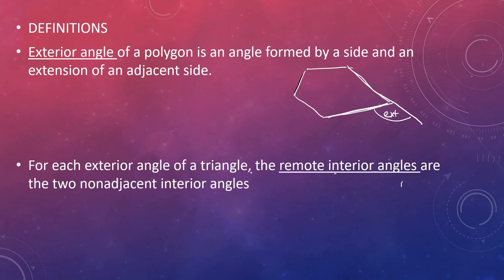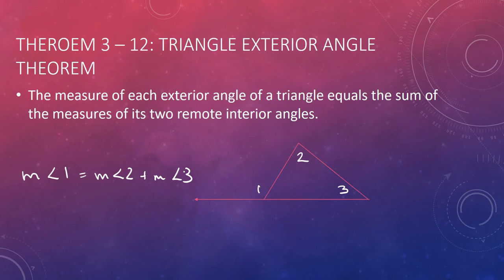My next definition says for each exterior angle of a triangle, the remote interior angles are the two non-adjacent interior angles. So here's my triangle. I'm going to extend one of my sides to get an exterior angle. So the remote interior angles are the two interior angles not adjacent to my exterior angle. So this exterior angle x has remote interior angles in these two positions. Okay, so let's see what we want to do with this.